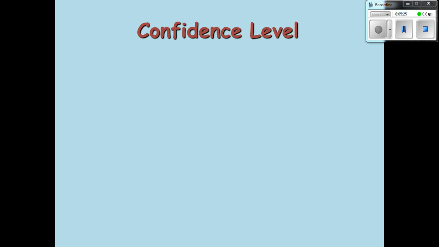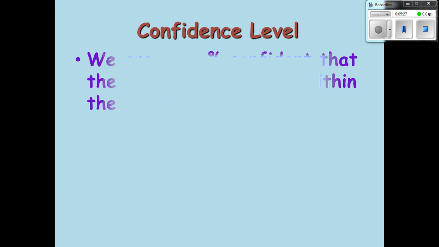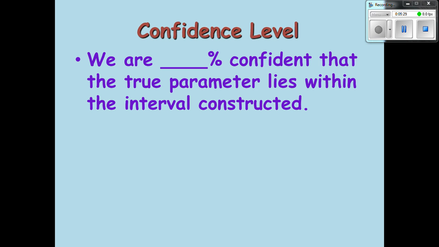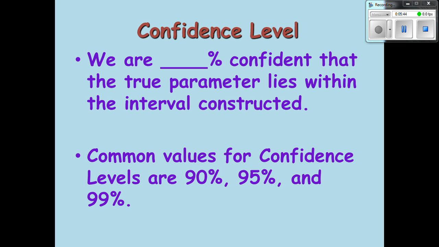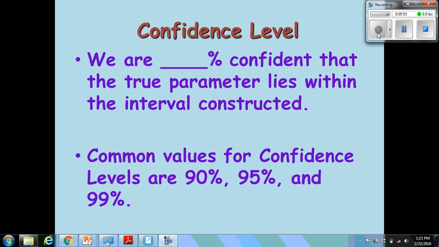We talked about confidence levels, how confident you need to be. This is just a statement that you're going to get used to. We are going to say we are blank percent confident that the true parameter lies within the interval constructed. And they're usually going to give you a number to fill in that blank. So we'll see how that comes into play in a minute. But the common levels, a lot of times they want to use either 90%, 95%, or 99%. But these could be any sort of value. They might give you an 80% or whatever.